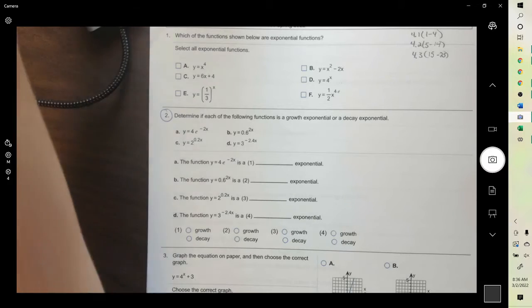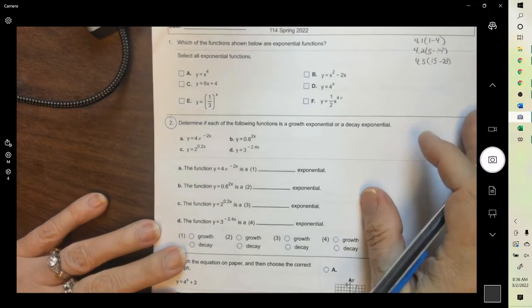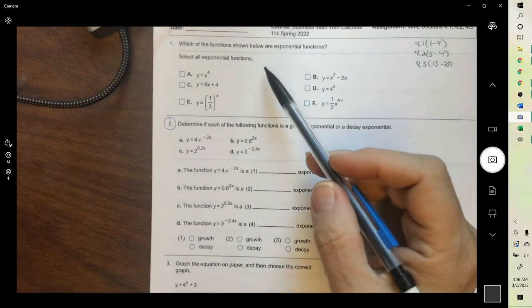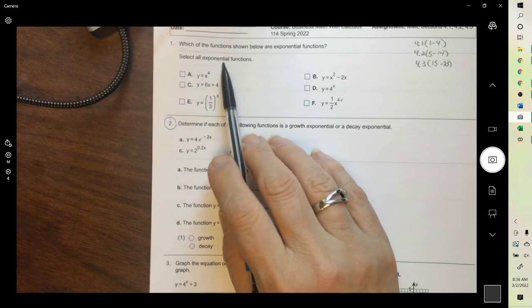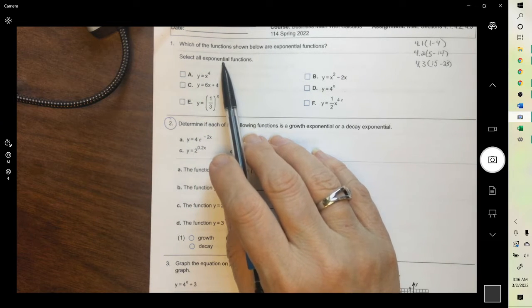MyMathLab Chapter 4. I just wanted to go over some of the problems, but exponential. To be exponential, the variable needs to be in the exponent.